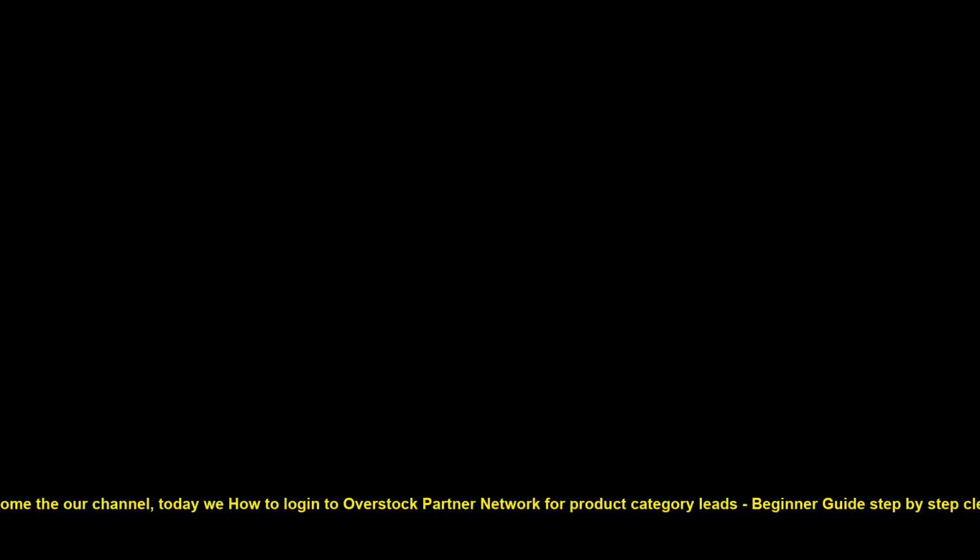by step clearly. Open a web browser on your computer or device. In the address bar, type in the URL for the Overstock Partner Network login page. Press the Enter key to navigate to the site. Once the page loads, locate the login fields.